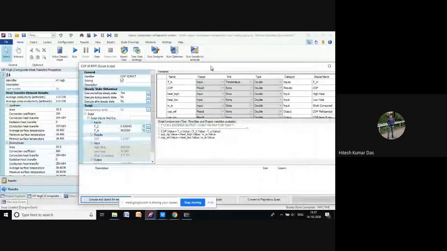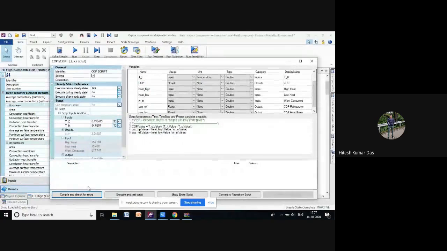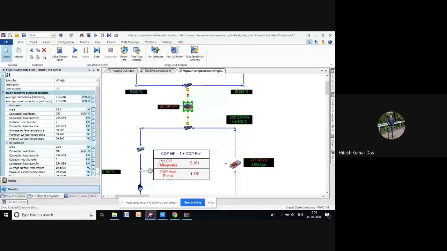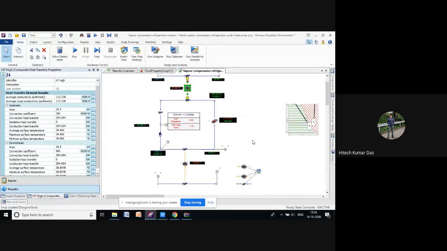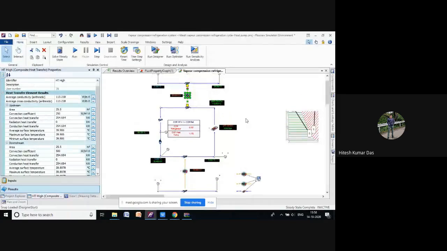with this value. So the same thing we have represented in our script as COP of the refrigerator and COP of the heat pump. As we all know, COP of the heat pump is equal to 1 plus COP of the refrigerator. So we are getting COP of the refrigerator as 0.181 and the COP of the heat pump as 1.170. So this is all about this vapor compression refrigeration system.